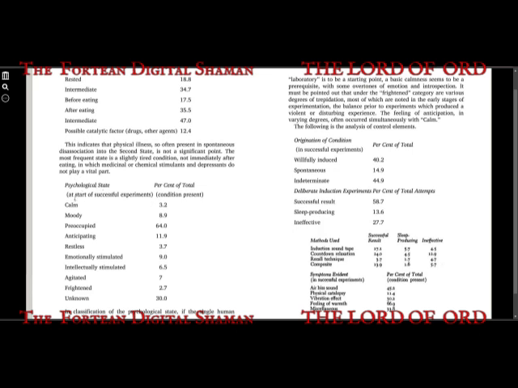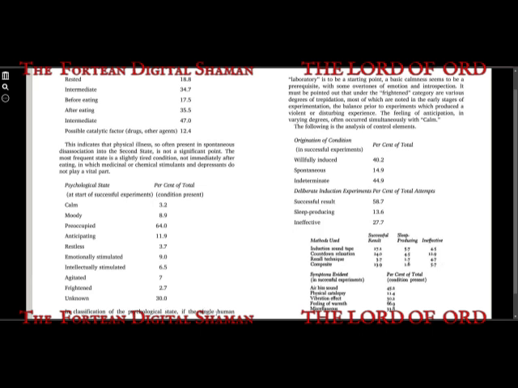Psychological state at start of successful experiment, percent of total condition present. Calm 3.2%, moody 8.9%, preoccupied 64%, anticipating 11.9%, restless 3.7%, emotionally stimulated 9%, intellectually stimulated 6.5%, agitated 7%, frightened 2.7%, unknown 30%.